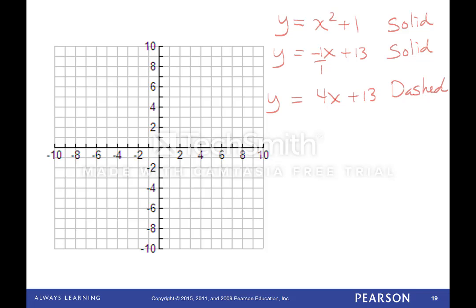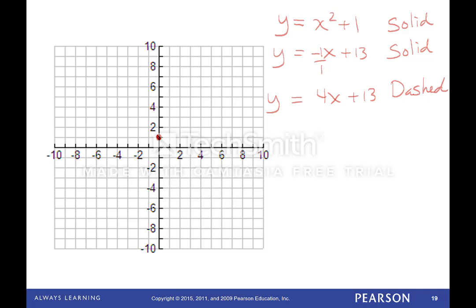All right, now let's start graphing these equations. So don't forget, the first one is solid, the second is solid, and the dashed is the third inequality that we have. All right, so let's go for it here.